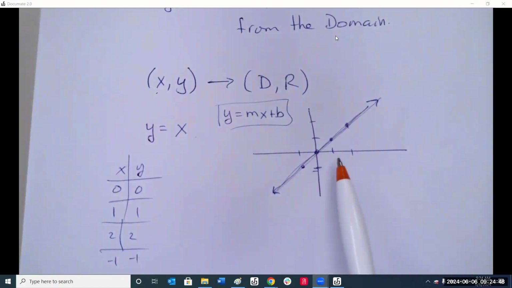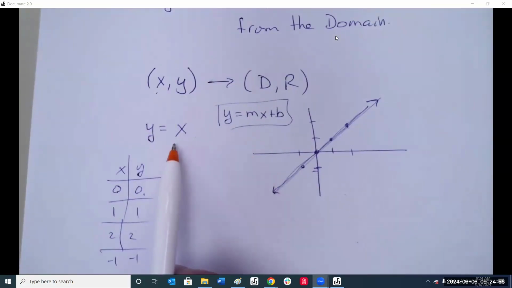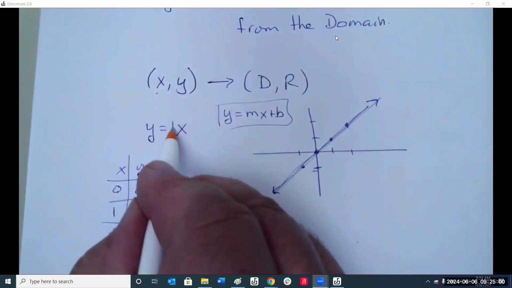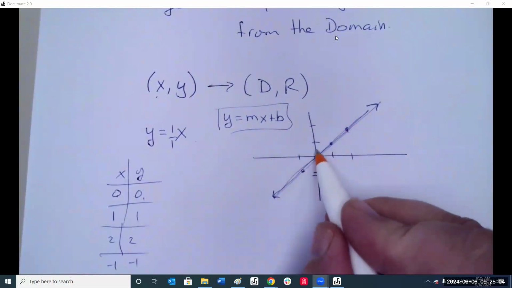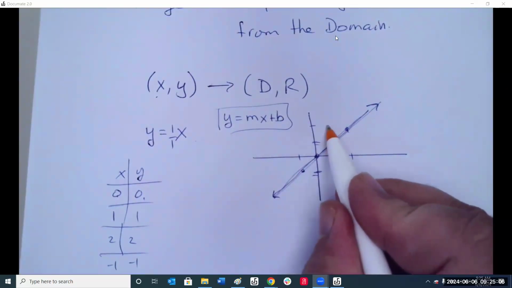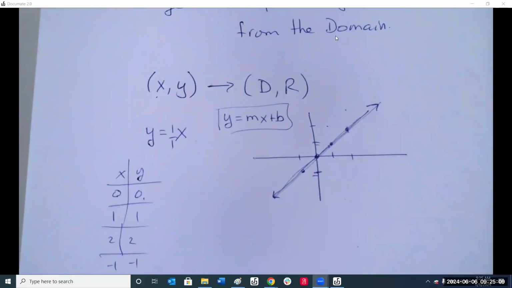How do we know that? If we set x equal to 0, then that gives us the y-intercept, right? What's my slope of this equation? What number's in front of there? A 1, which is actually a fraction, 1 over 1, which says up 1 over 1, up 1 over 1, up 1 over 1.